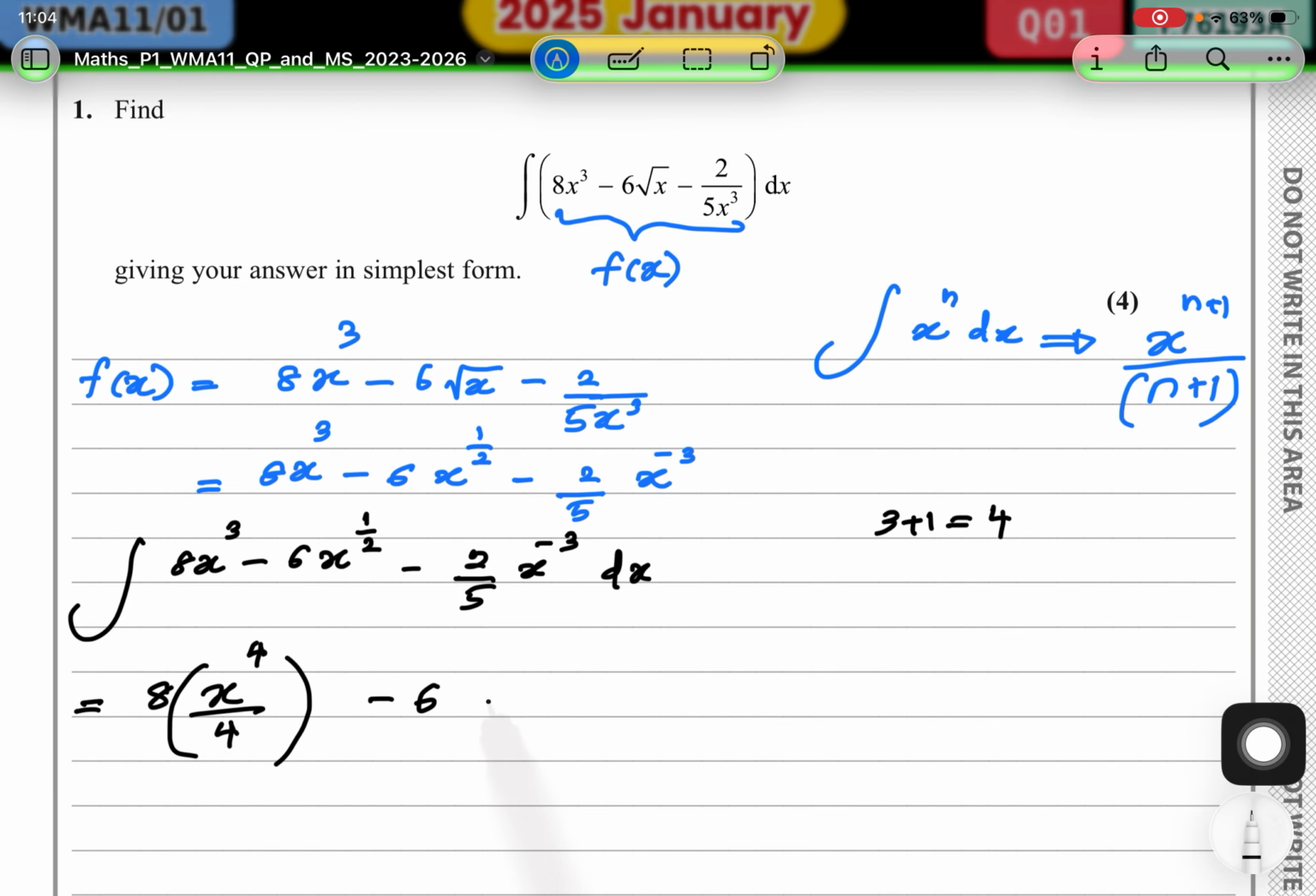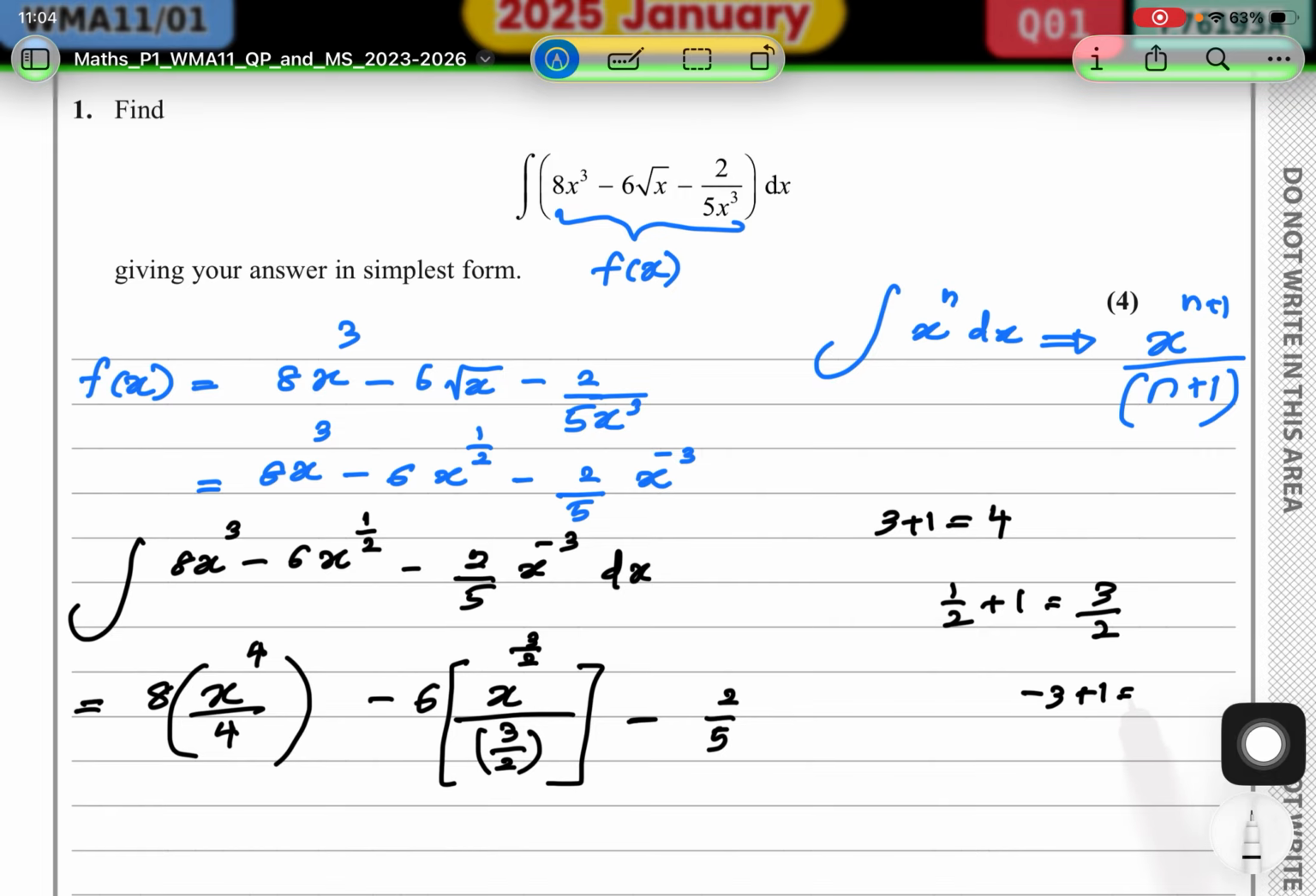Then minus 6 is there. Then x to the power half plus 1, which will be 3 divided by 2. So that is x to the power 3 divided by 2, divided by 3 divided by 2. And minus 2 over 5. And then negative 3 plus 1, which is negative 2. So we can take it x to the power negative 2 divided by negative 2.